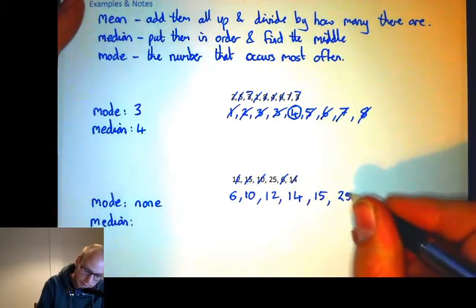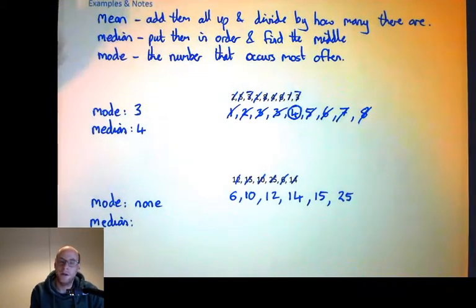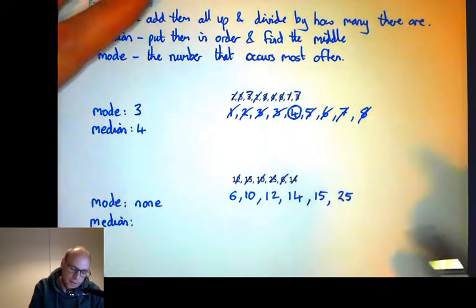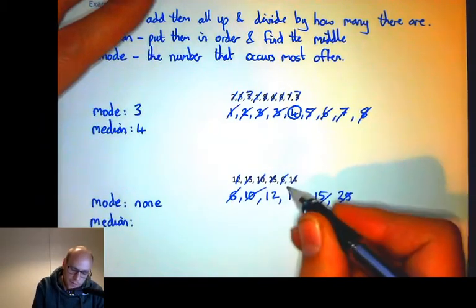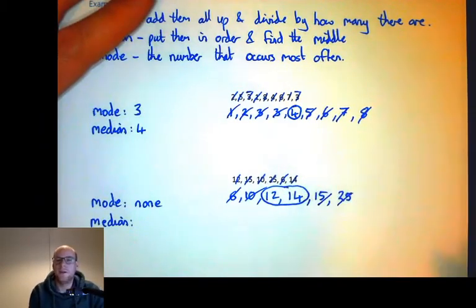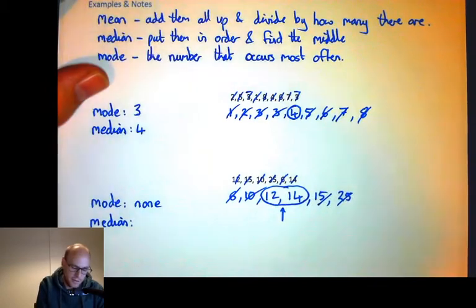Okay, there you go. Now, as you can probably guess, this one's got an even number of bits of data. So when we try and find the middle, we can't. We find the 2 numbers in the middle. So we need to remember that we're going to go halfway between the 2 when there are 2 numbers left. So halfway between 12 and 14 is nice and easy, it's 13.